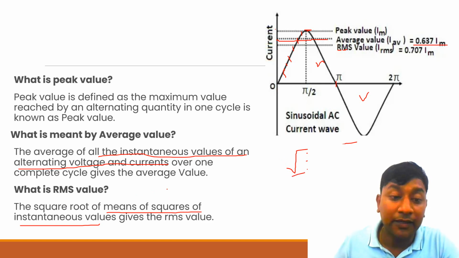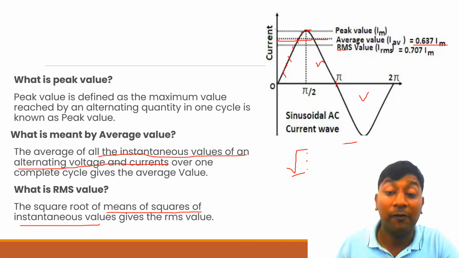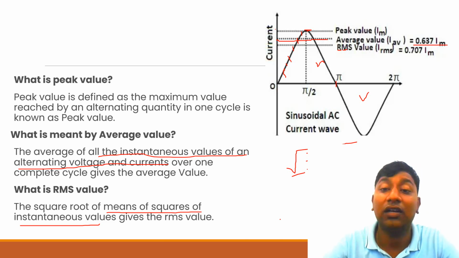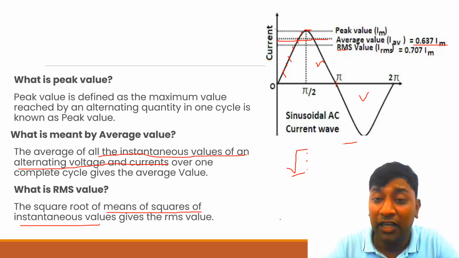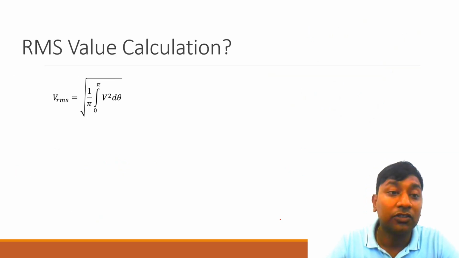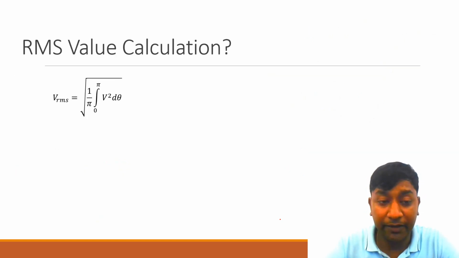Then the mean of the square of the instantaneous values: first we take the square of all the values, then we take the average or mean. That is called the RMS value. The RMS value is one of the important things whenever we are analyzing an AC circuit. So now how will we calculate the RMS value?